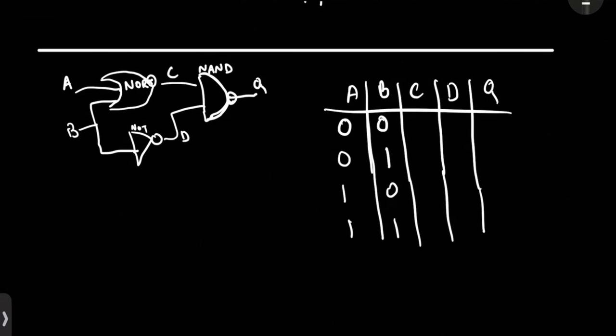So now what we have to do is figure out what C is, and explain to me why. So for 0, 0, what is C? Do you see C right here?